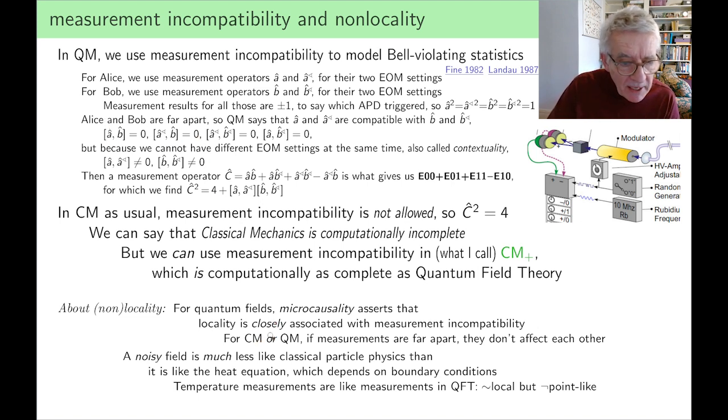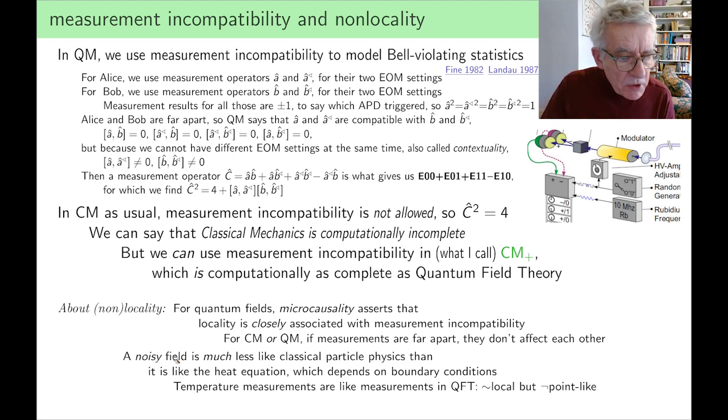So for classical mechanics, that's perfectly reasonable too, it seems to me. For classical mechanics or quantum mechanics, if measurements are far apart, they don't affect each other, but if they're close together, then perhaps A and A rotated ought not to be thought of as compatible, because after all, classical physics is quite capable of saying, I can't have the electro-optic modulators be the same setting and different settings at the same time.